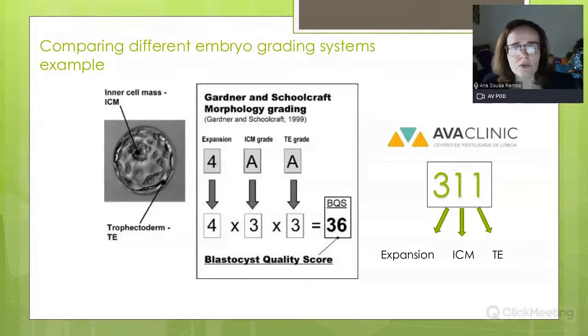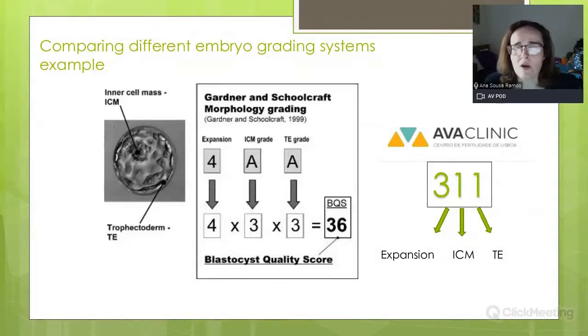And it has a good inner cell mass, so it's grading A. And it also has a trophectoderm, very good, also classified A. Usually good quality means that it has a lot of cells. And there is a specific form of calculating a score for these embryos. Regarding this embryo, you can classify it with this grading like 4AA, or you can give it a score in this system that is with numbers, and you multiply the numbers and it gives you the best score here, that is 36.